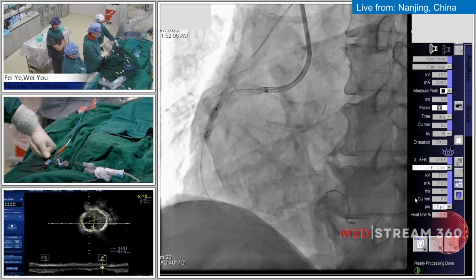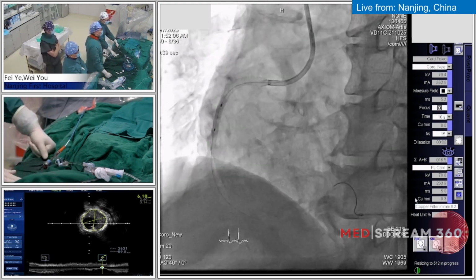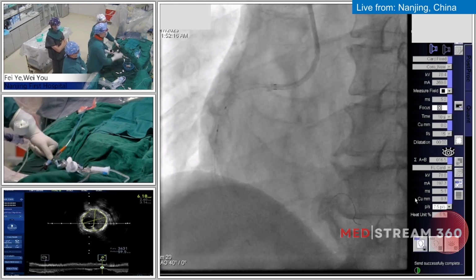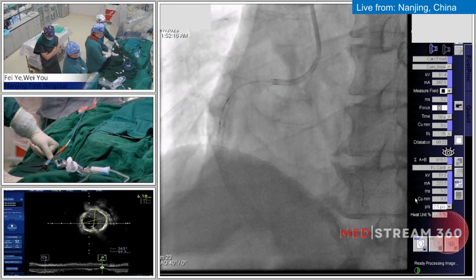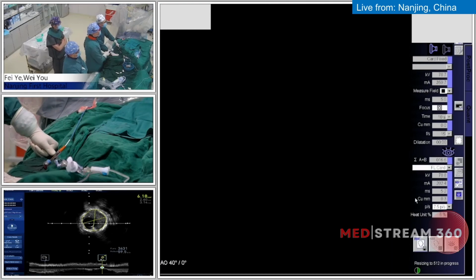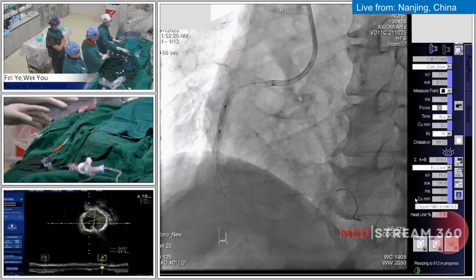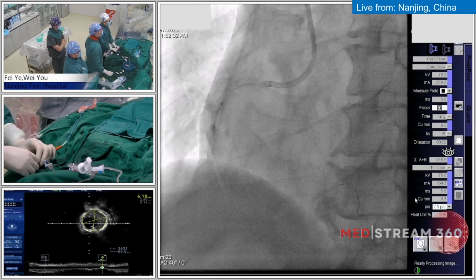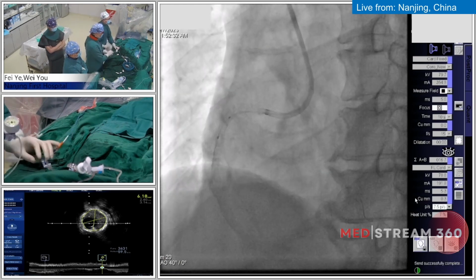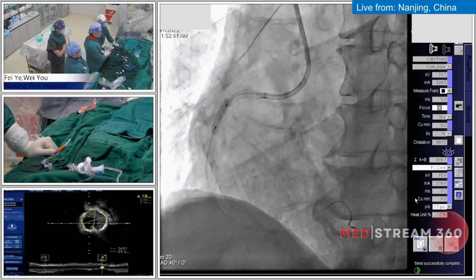20, 22, 22. Okay. One more again. One more again. 20. Okay, now it's the 3.5 NC balloon. Just inflate at 22 atmospheres. Okay, done. 20, 22. Okay, done.